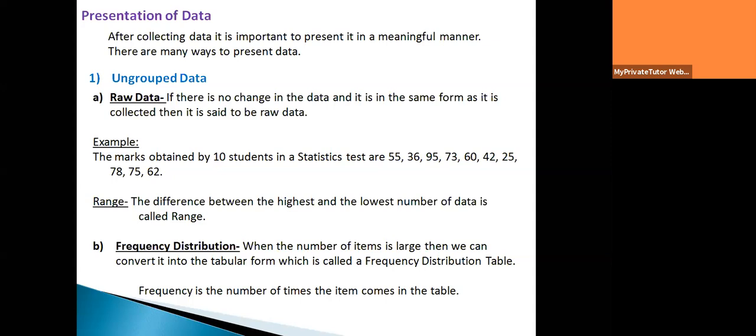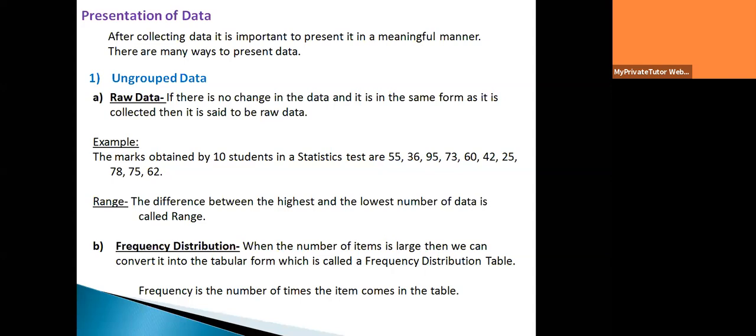Just have a look at the definition. If there is no change in the data, it is the same as the one which we collected from the original person. So that's the raw data. You can see the example: the marks obtained by 10 students in a subject, represented like this. You collected it from the teacher maybe. So that's the raw data.